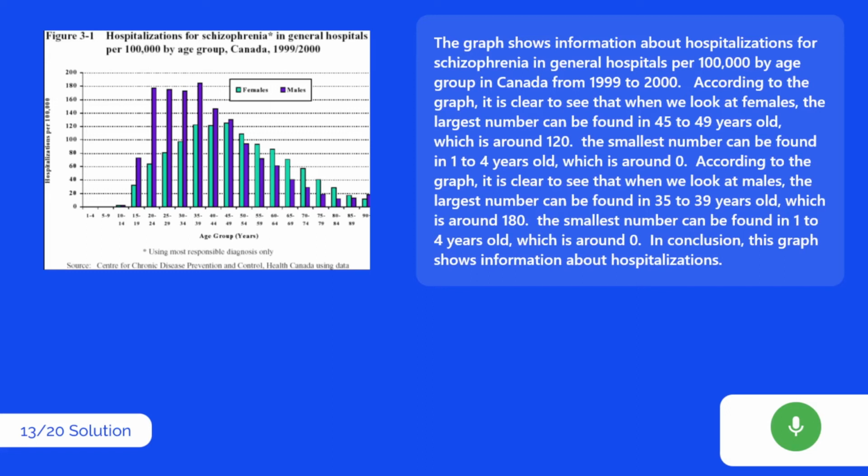According to the graph, it is clear to see that when we look at males, the largest number can be found in 35 to 39 years old, which is around 180. The smallest number can be found in 1 to 4 years old, which is around 0. In conclusion, this graph shows information about hospitalizations.